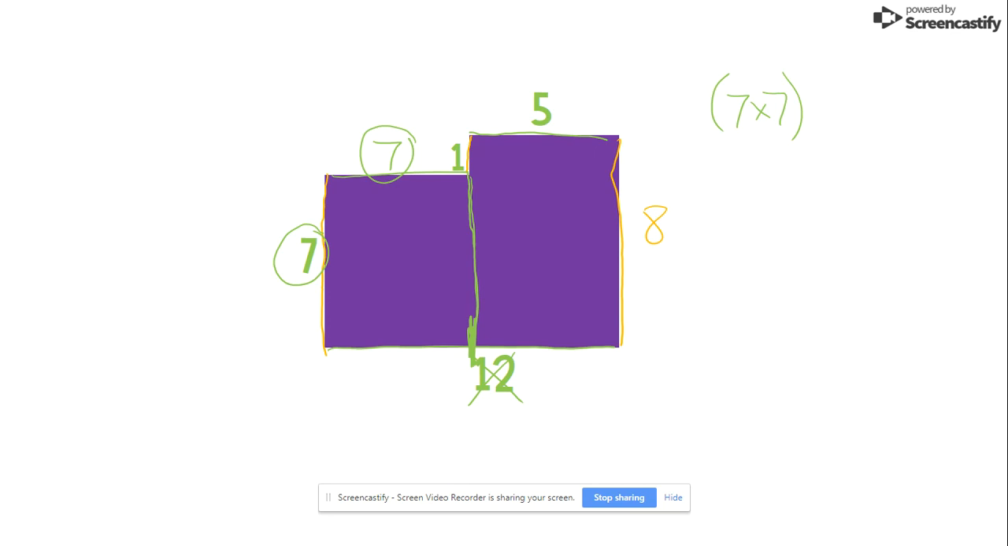Now for that right-hand rectangle, the left and right-hand side is going to be 8 because that 8 stretches across the length of the whole shape. And the top would be 5, and the bottom is also going to be 5 because remember, I can no longer use that number 12. So my area would be 8 times 5. And to combine those two rectangles together at the end to find the total area, I would need to add.